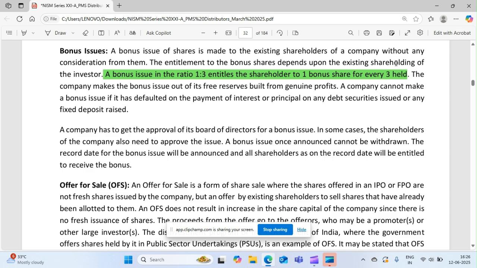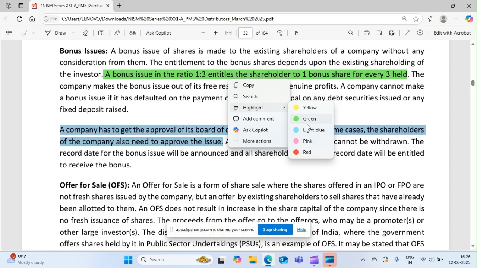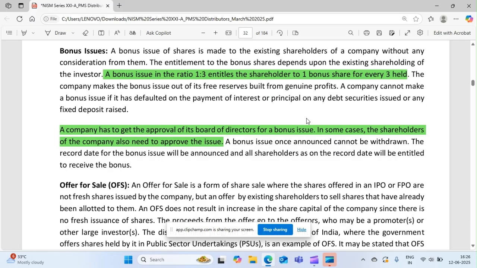So if somebody says bonus is in the ratio of 1 is to 4, that means for 4 shares you will get 1 share, right? The company needs to get a board approval to issue the bonus shares. And in some cases the shareholders of the company also need to give a kind of go ahead for this. That's very important. Bonus issue cannot be withdrawn, and there will be a record date for all the bonus offers.